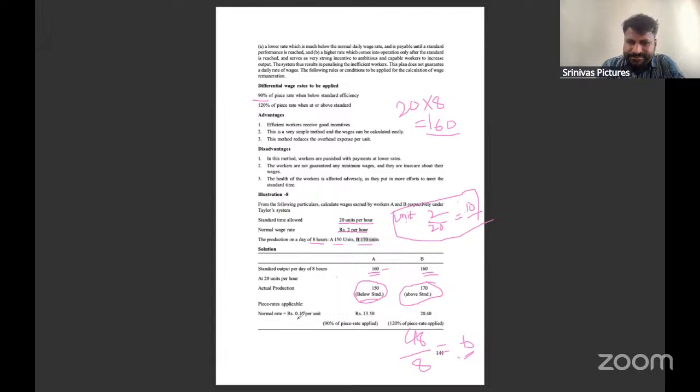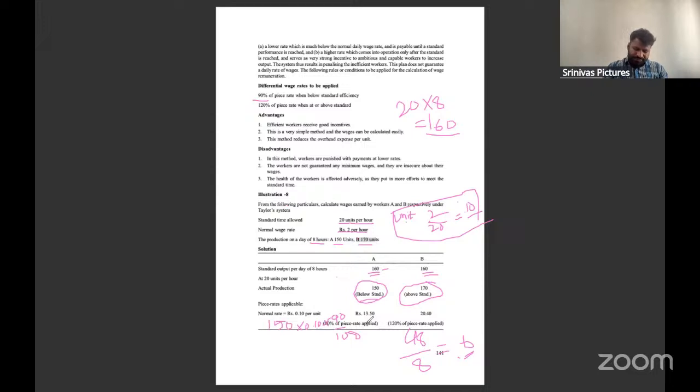So that is 150 hours into 0.10 into 90% of the money we are going to give. So that is totally almost 13.50 paise is going to be received.